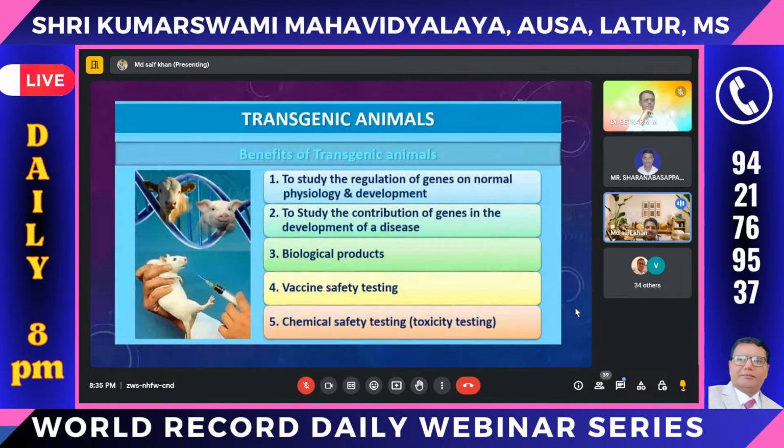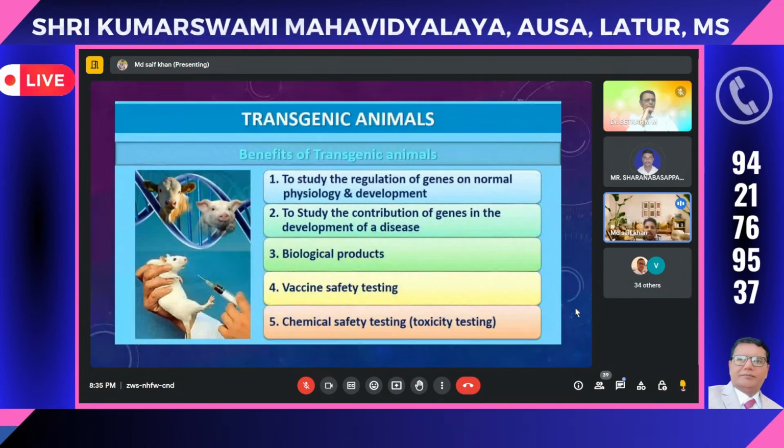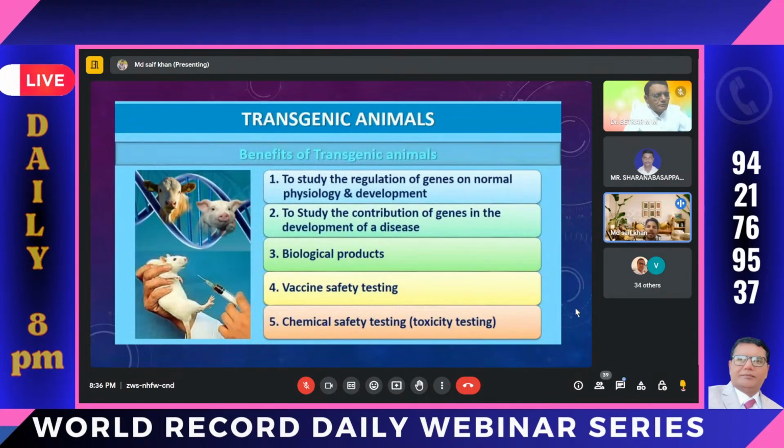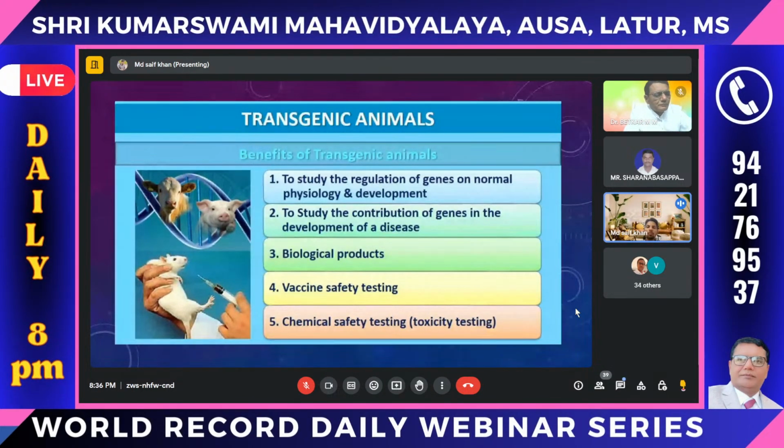Then vaccine safety testing can be done using these transgenic animals. Fifth is chemical safety testing, that is, testing various chemicals in the body of a transgenic animal. So how are they responding to that particular chemical, right?